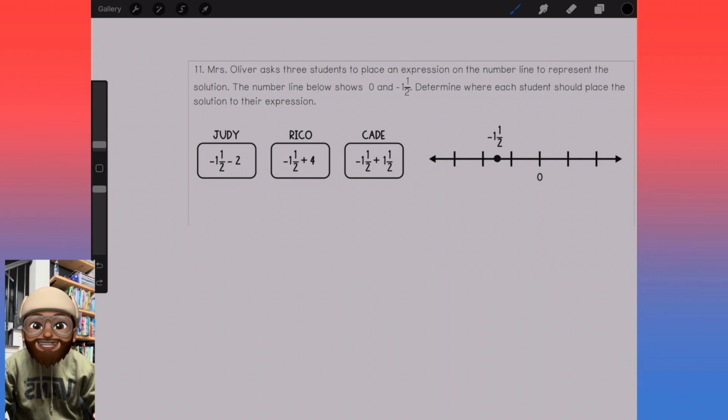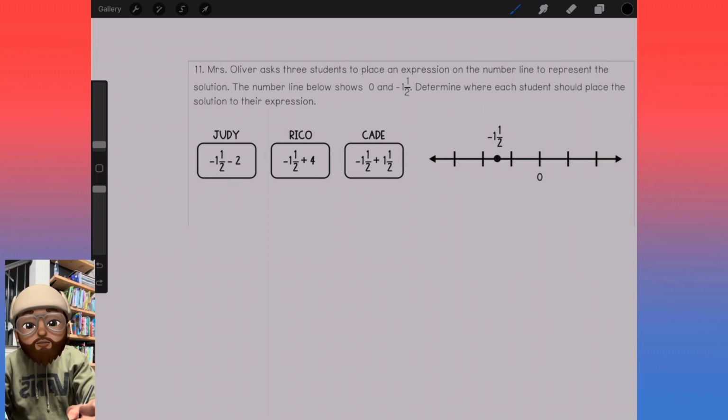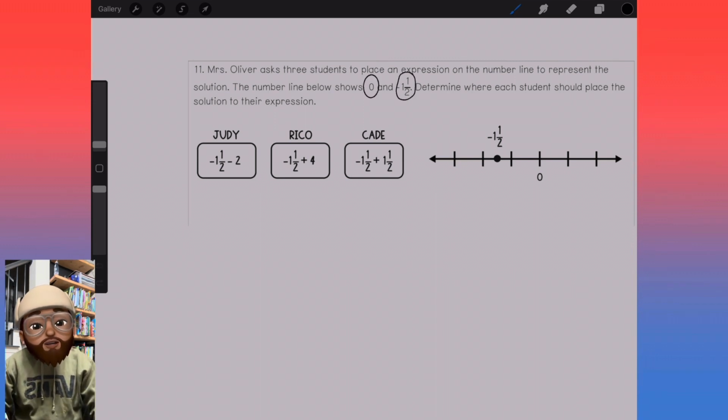Let's get started. So our question says, Miss Oliver asks 3 students to place an expression on the number line to represent the solution. The number line below shows 0 and -1.5. Determine where each student should place the solution to their expression.